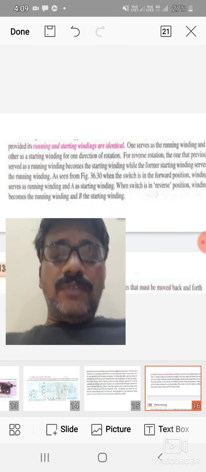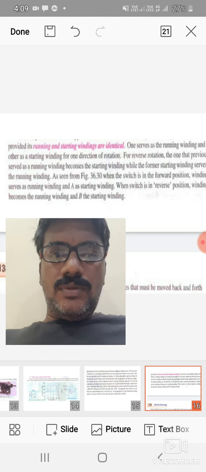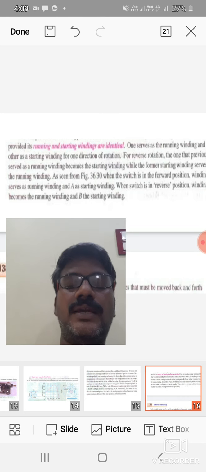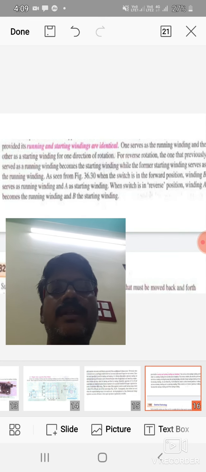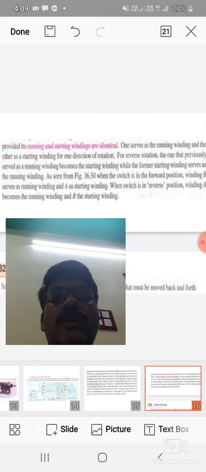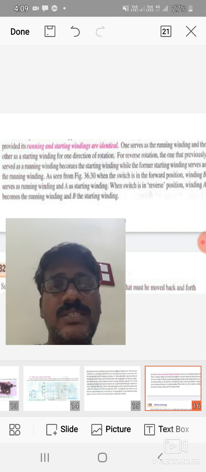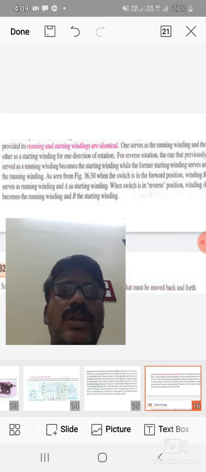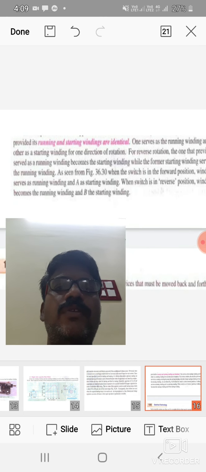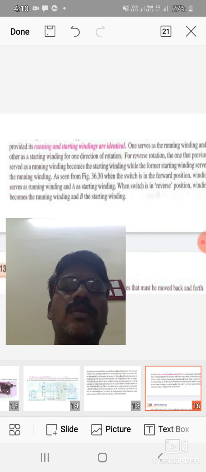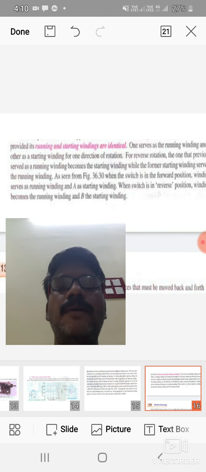So it provides quiet and noiseless operation. Its running and starting windings are identical. So one serves as the running winding and the other as the starting winding for one direction of the motor. For reversing the rotation, the winding that previously served as the running winding becomes the starting winding, while the former starting winding serves as the running winding.